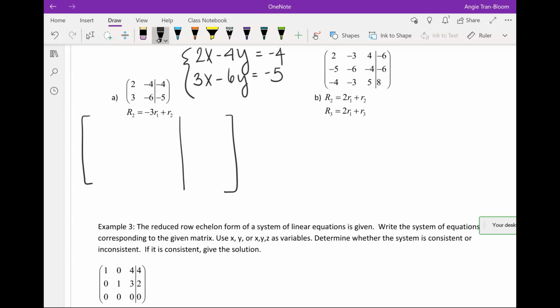Do we change row 1 at all based on this example? No, so we write it back. 2, negative 4, negative 4. Row 1 remains unchanged. Now we are about to change row 2. We will start with negative 3, because that's a constant they said for us to use, times the entry from row 1. What is the entry from row 1 of this column 1? 2, right? Because isn't this all the entries from row 1? Okay, so we're going to take negative 3 times 2.